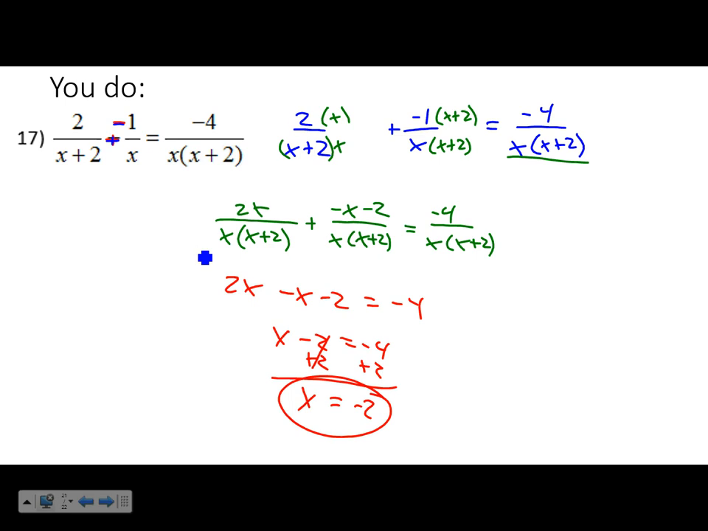Now, just to make sure, if you would take that and plug that back in, you'd end up getting 0 for that denominator. So technically, this one is no solution. But again, if that confuses you, don't even worry about it. Move on.